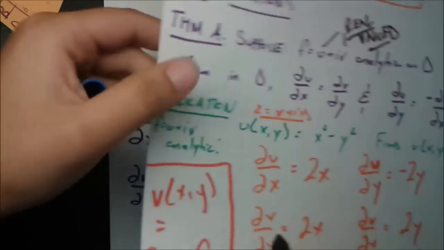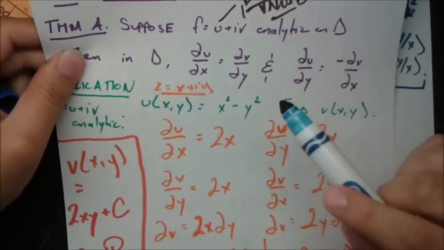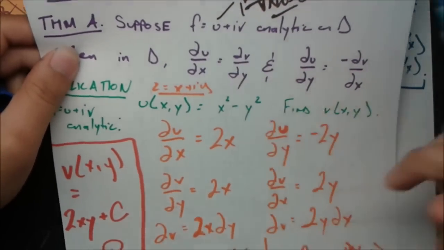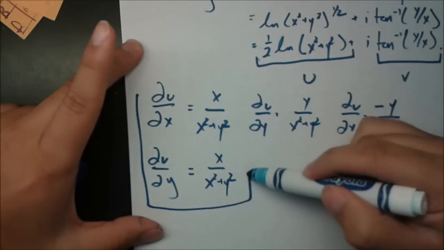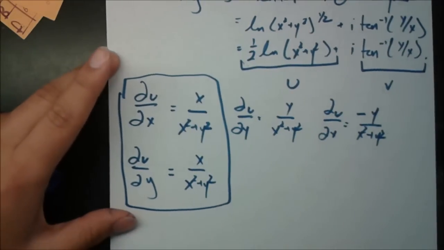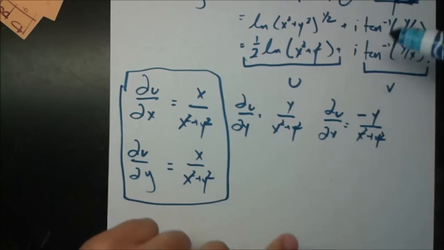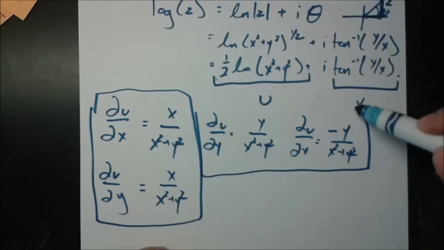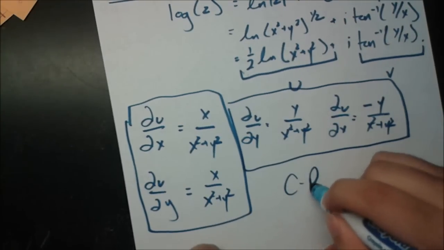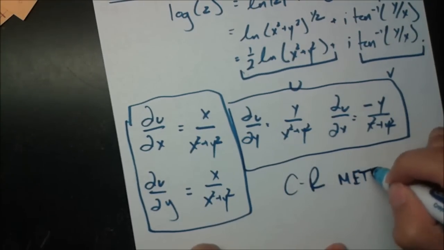Let's go back to the Cauchy-Riemann equations. The Cauchy-Riemann equations are du/dx equals dv/dy. Is that true? These are indeed the same. And the other part was du/dy is the negative of dv/dx. Is that true? Yes, the negative sign is there. Indeed, these are true. So that means the Cauchy-Riemann equations are met.